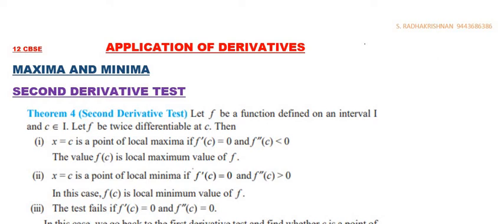One we call the first derivative test, that is using only the first order derivative alone. And the second one we call the second derivative test. Here we'll be using the first order derivative and also the second order derivative, that is f dash of x and f double dash of x also we'll be finding.